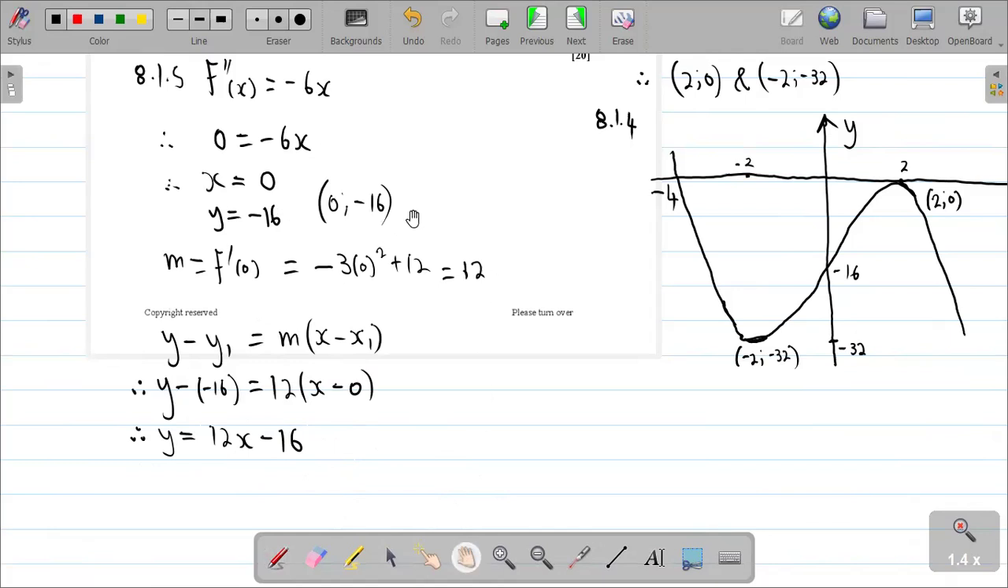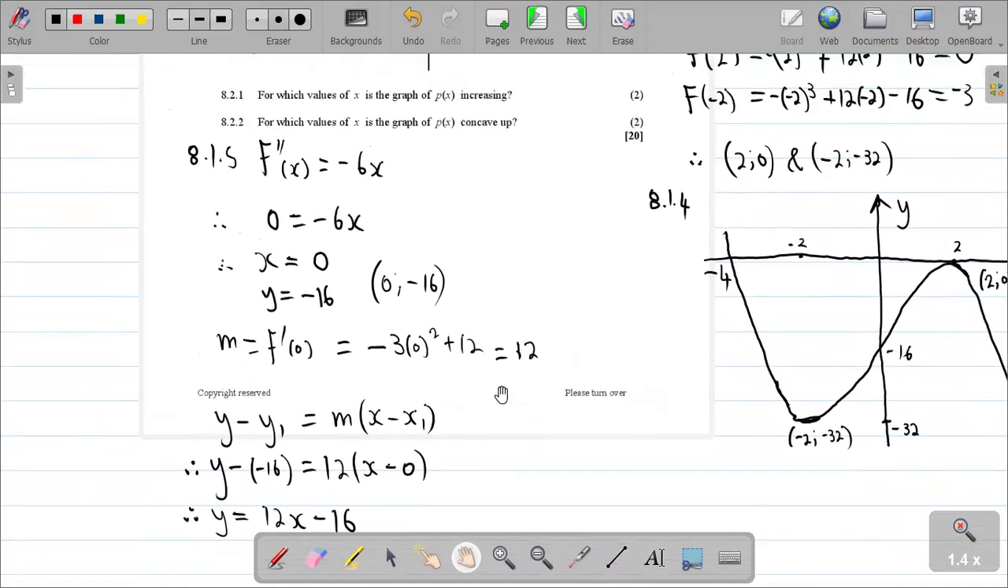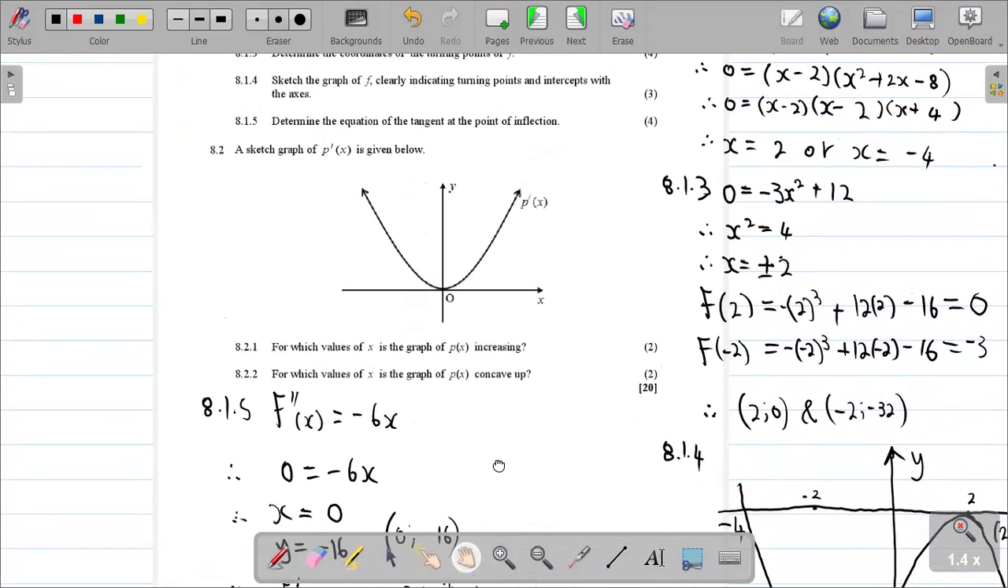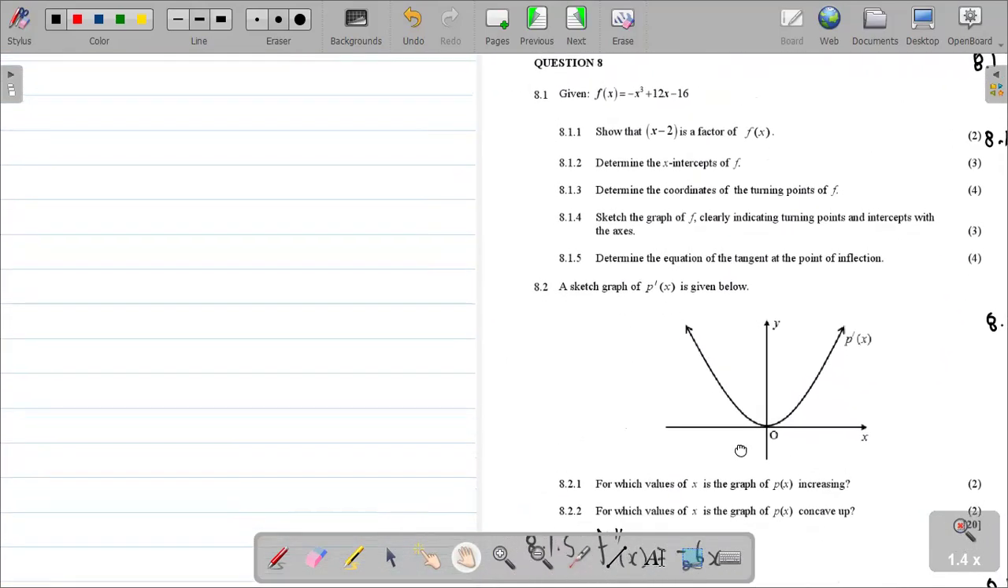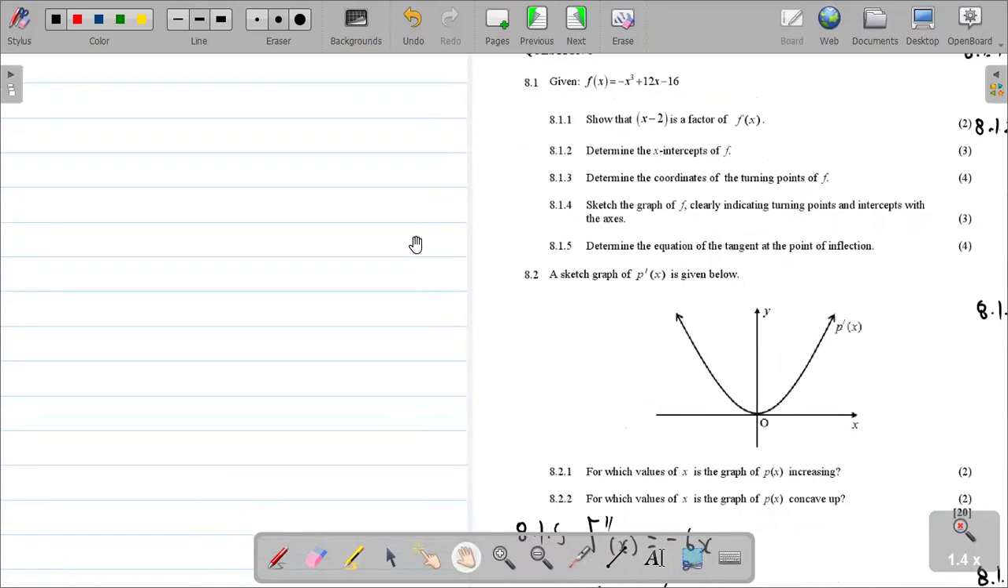So now, 8.1.5 is like that. Sorry. So now let's go to 8.2. So now 8.2, they say a sketch graph of p prime of x is given below. So this is a sketch of the derivative. They say for which values of x is the graph of p of x increasing?